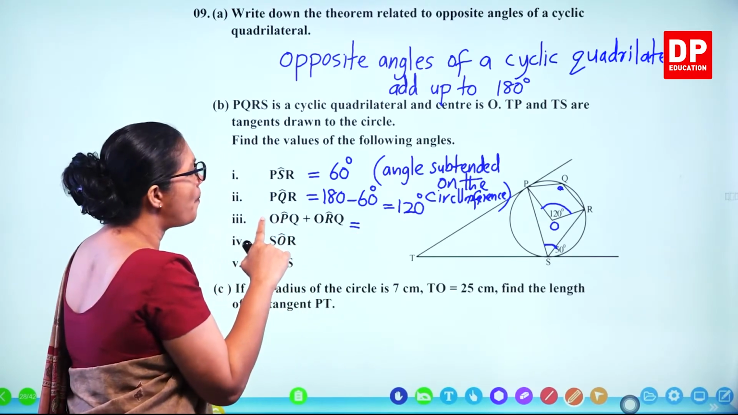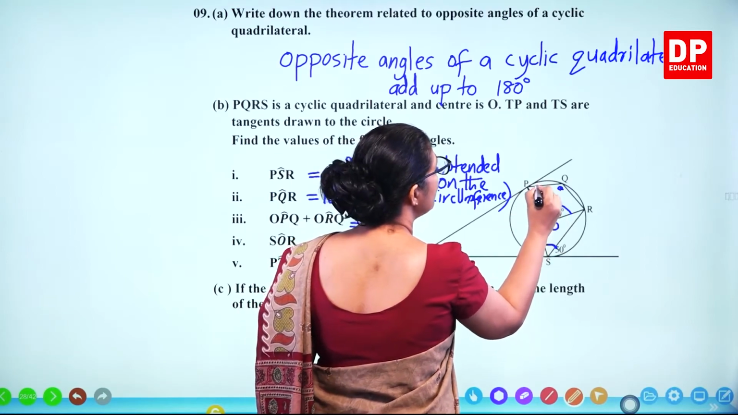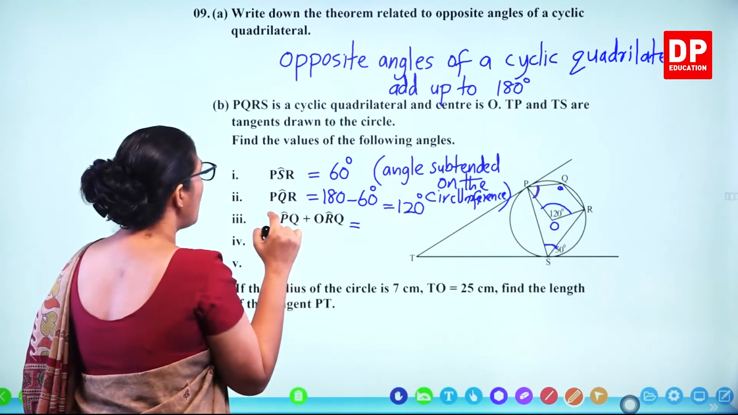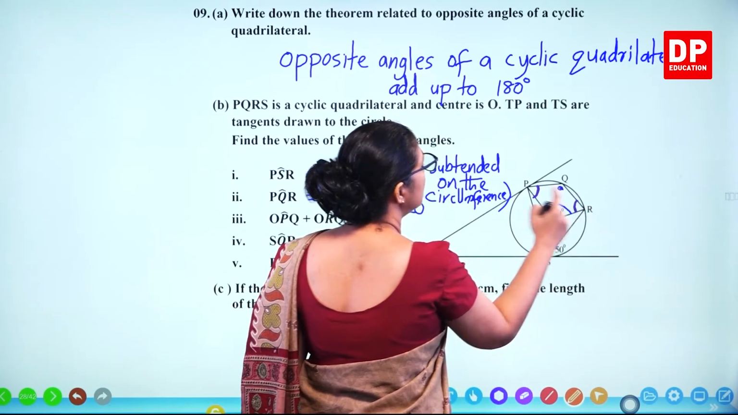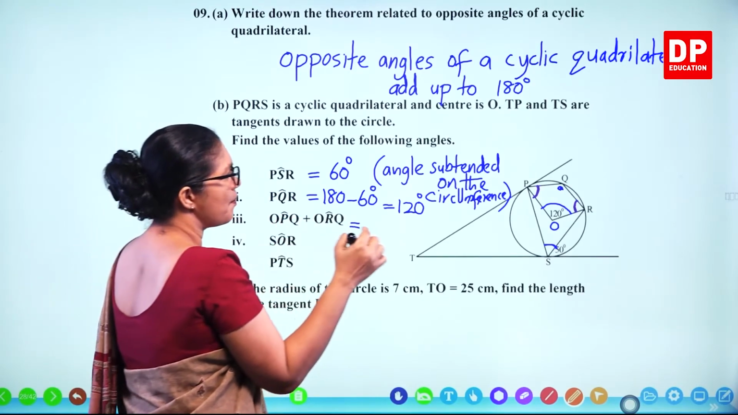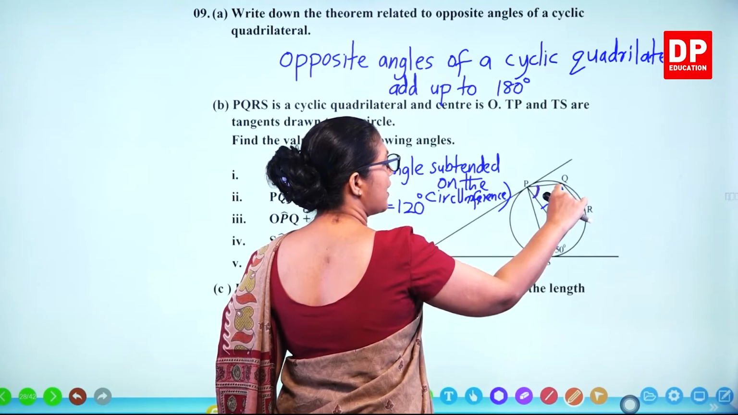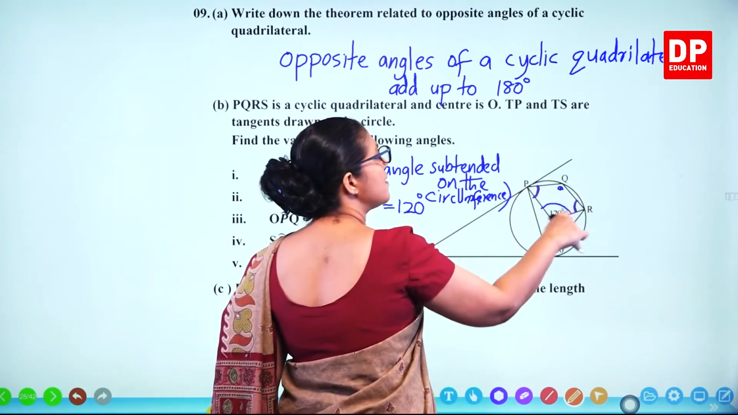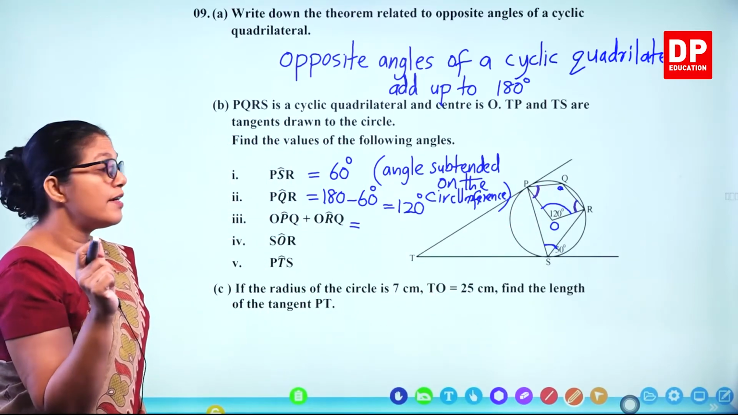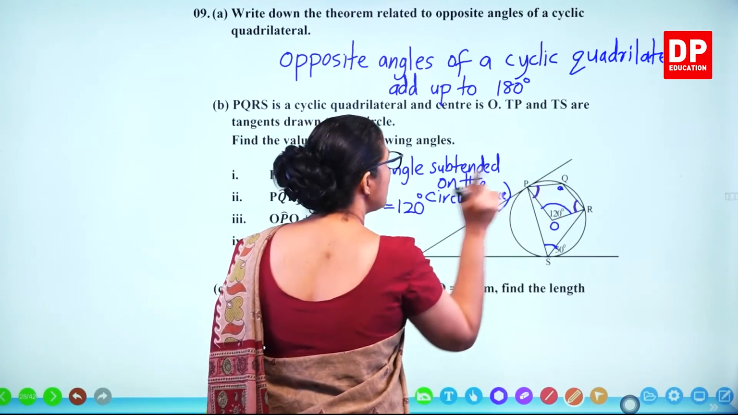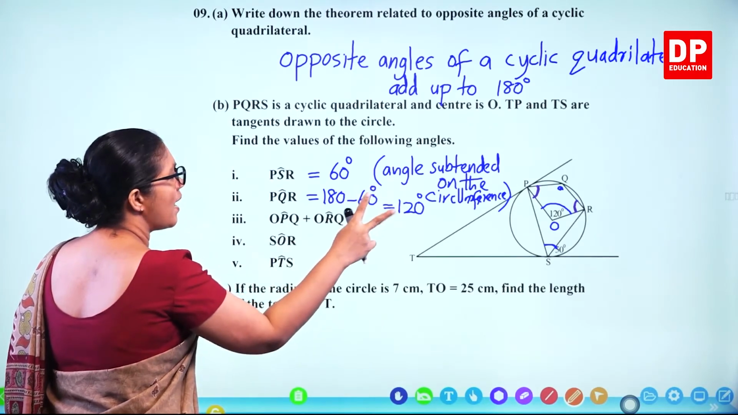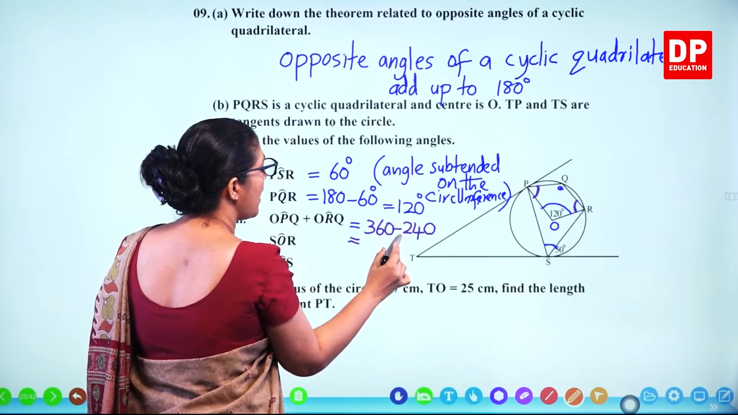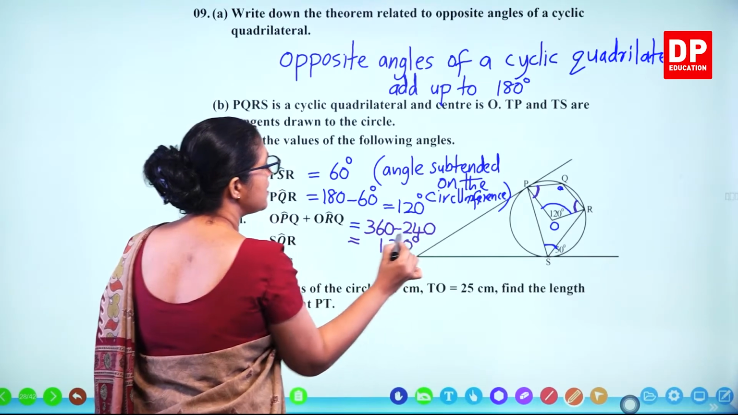Now what about this one? OPQ. This angle, we'll take another color. OPQ is this angle. ORQ is this angle. What's the sum? We know this angle is 120, and PQR also 120. So here this is a quadrilateral. The sum of angles in a quadrilateral is 360. So 120 and 120, 240. So the other two angles are 360 minus 240. What's the value? You get 120 degrees.